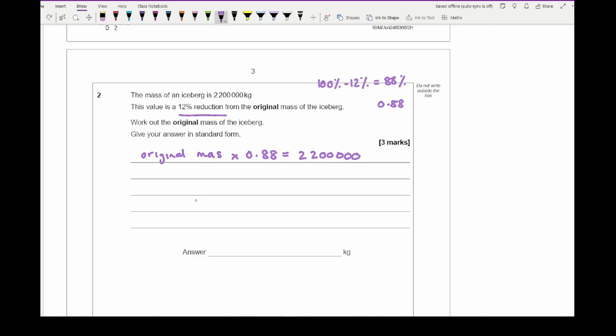So this is what I'm wanting to work out: the original mass. To work that out, I need to divide 2.2 million by 0.88. If I type that into my calculator, making sure that you're including the right number of zeros, we should get an answer of 2.5 million kilograms. Now the question does ask us to give our answer in standard form, so all that's left for me to do is to convert this into standard form. So that's going to be 2.5 multiplied by 10 to the power of 6.